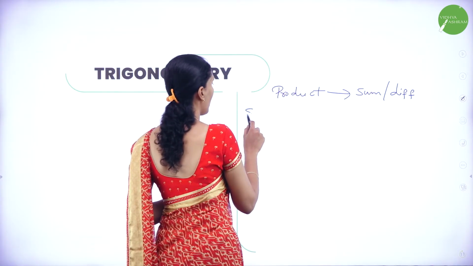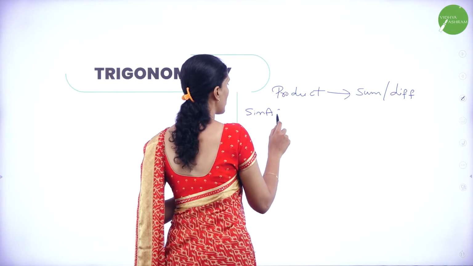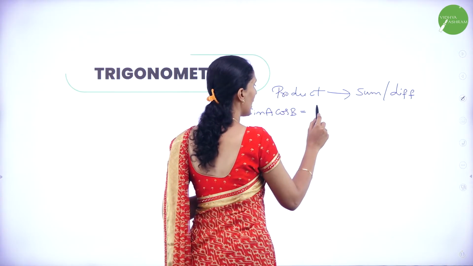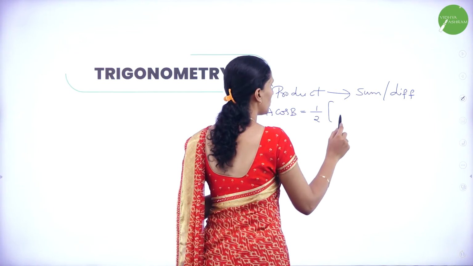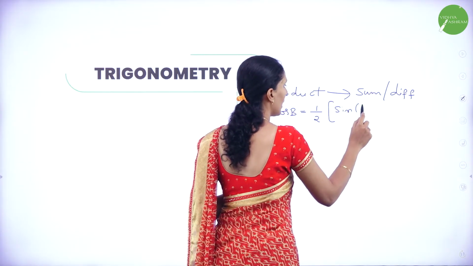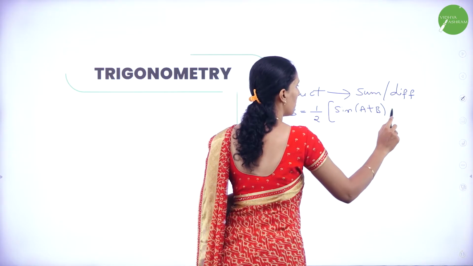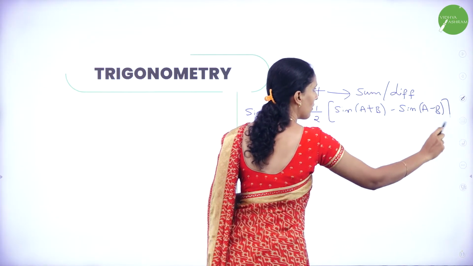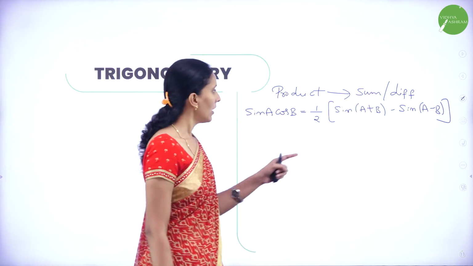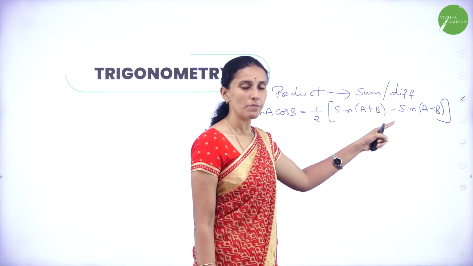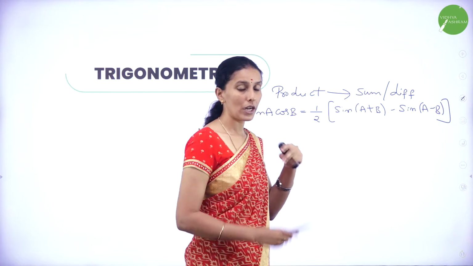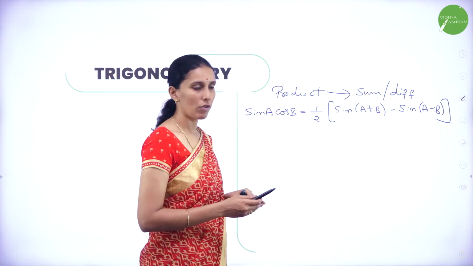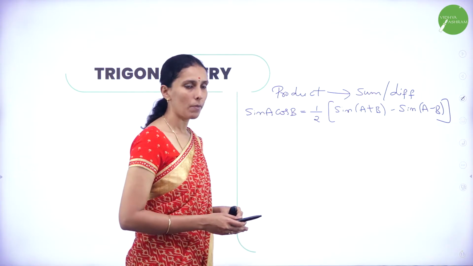Next, we have sin A cos B. Sin A cos B can be written as half into sin of A plus B minus sin of A minus B. You can verify this formula. Take sin A plus B, subtract sin A minus B, and you will get 2 sin A cos B. So therefore, for sin A cos B, shift 2 to the denominator.